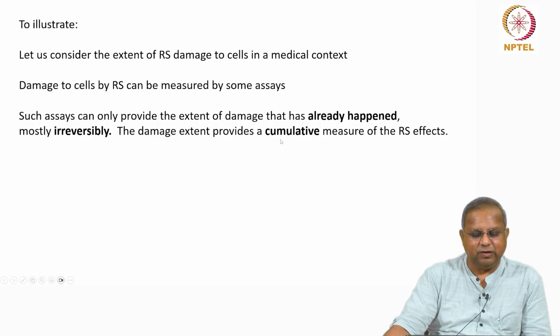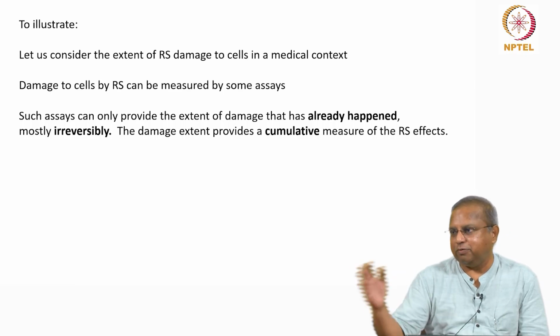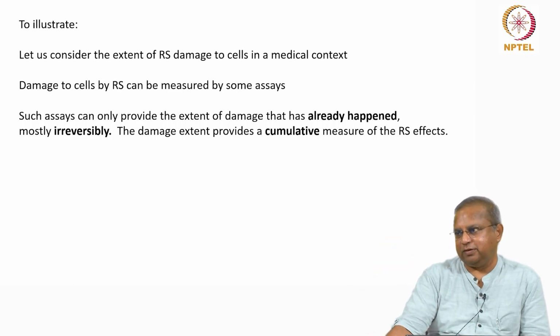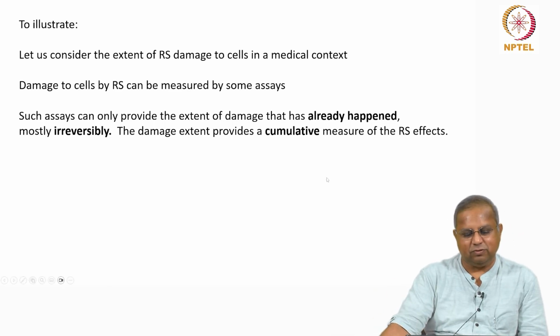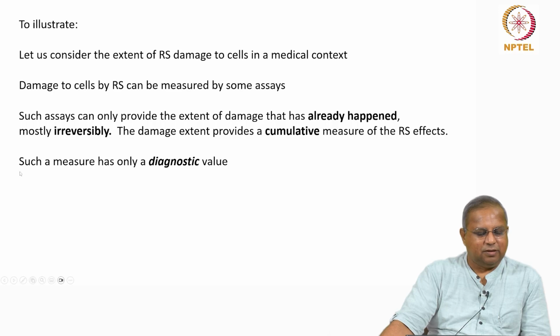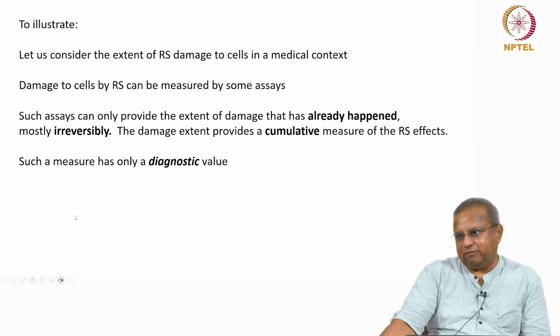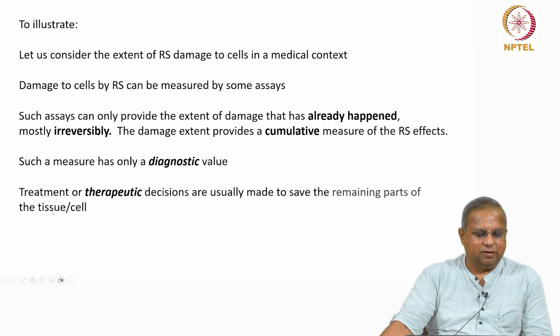The damage extent provides a cumulative measure of reactive species effects, not the effect at that point in time. Whatever has been done is done. Pretty much nothing can be done to whatever has been done, right? The idea is to save whatever remains rather than worry about that, but people don't recognize this. Therefore, such a measure has only a diagnostic value. You know how much damage has happened. Treatment or therapeutic decisions are usually made to save the remaining parts of the tissue or the cell. If you base your decision on the amount of damage that has already happened, then you're completely off.